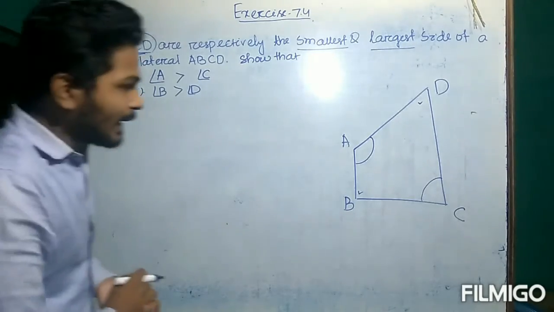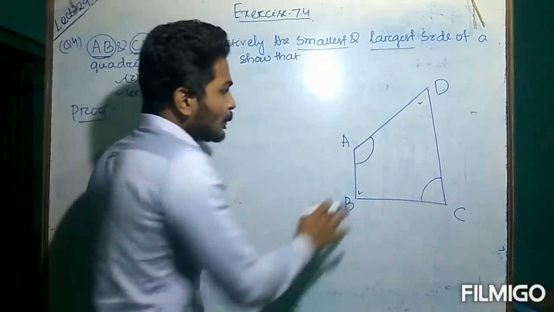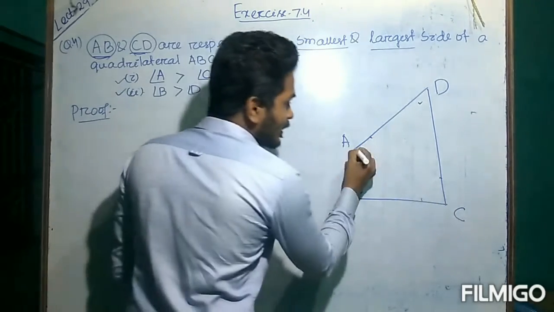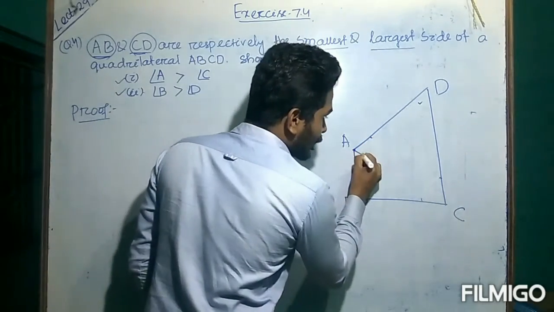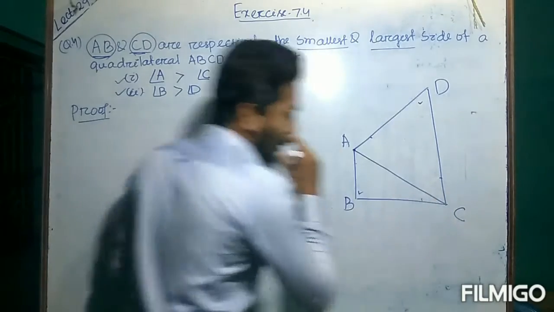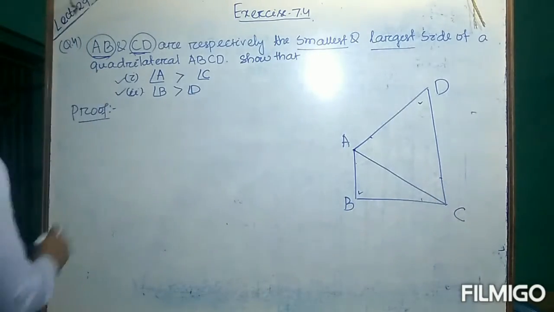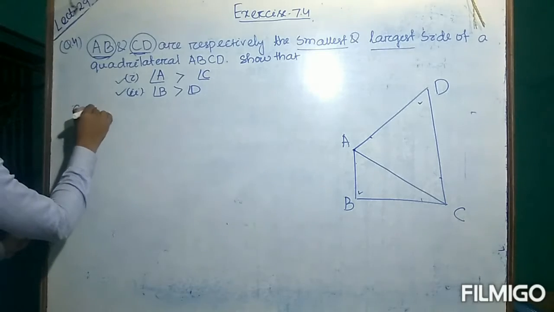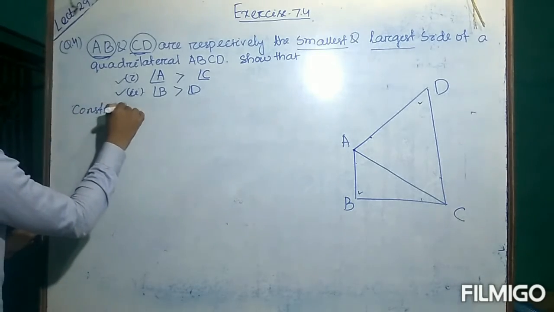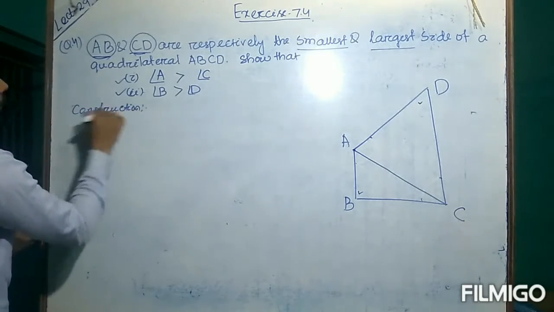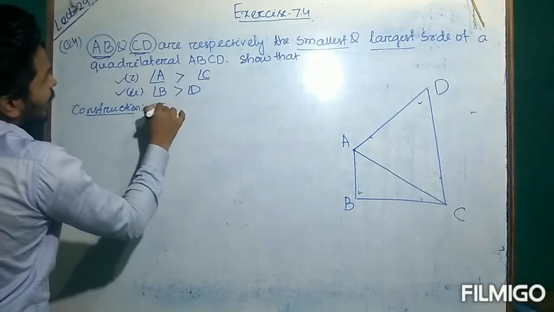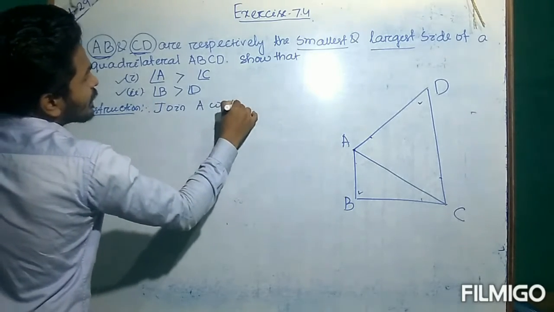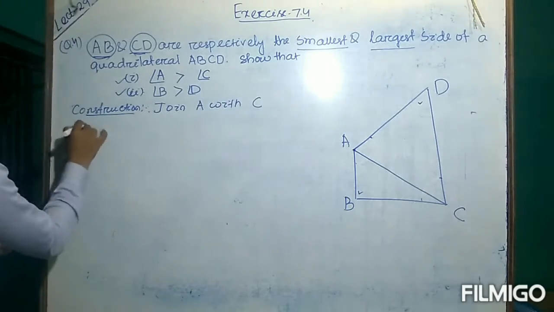In order to prove it, let us first join A with C. So first you can write the construction: join A with C. Then the proof.